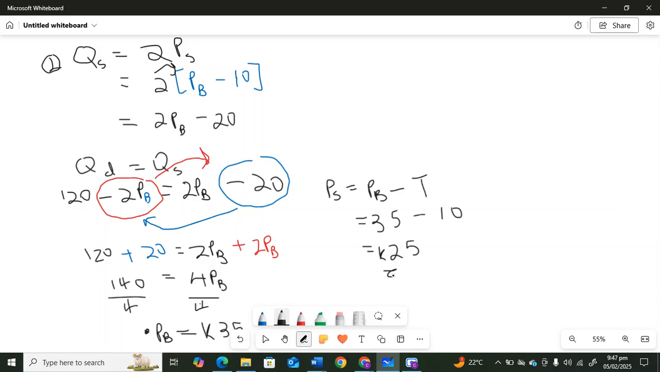So before the tax, the buyer will pay 30 kwacha, the seller receives 30 kwacha. Now there's a tax, so now the seller instead of receiving 30 kwacha, they are receiving 25 kwacha.